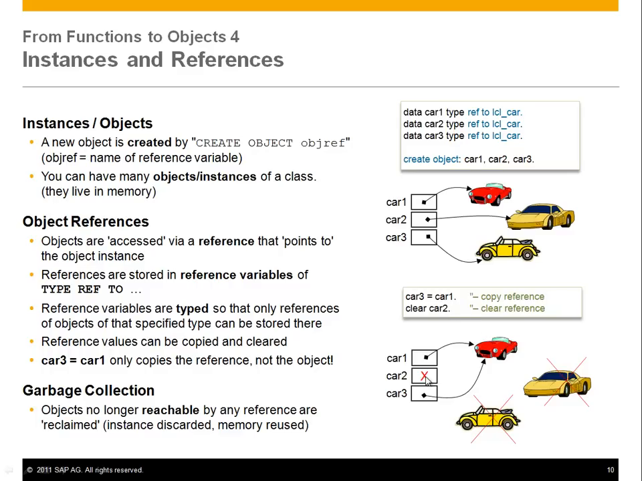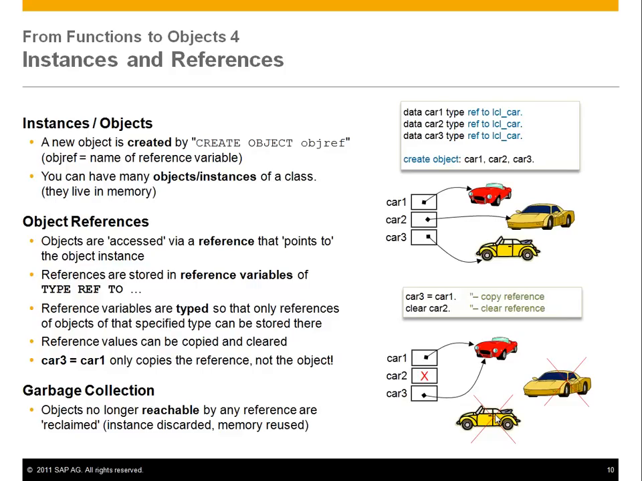Now what happens is car 1 and car 3 both point to the same instance, the red car, and the other two cars are not accessible at all anymore. Those are objects, they're free floating in memory, and they are no longer reachable. This is what garbage collection is about. This is what the system also does: it looks for objects that are no longer reachable by any reference, and they are reclaimed, which means the memory where they're stored will be reused for new objects.